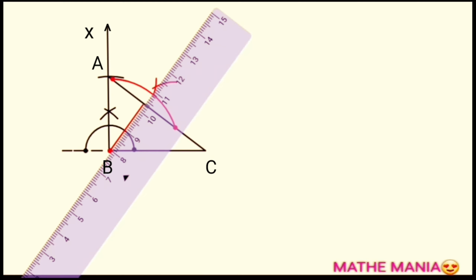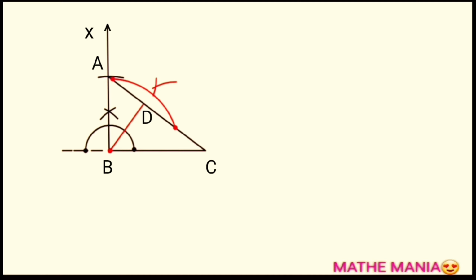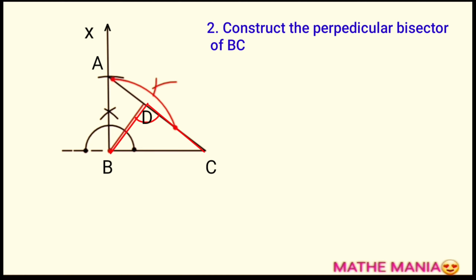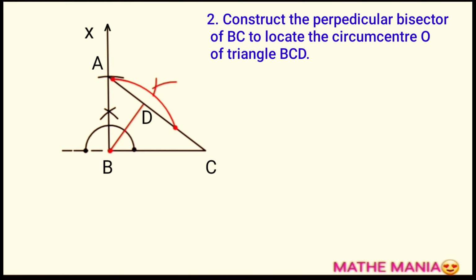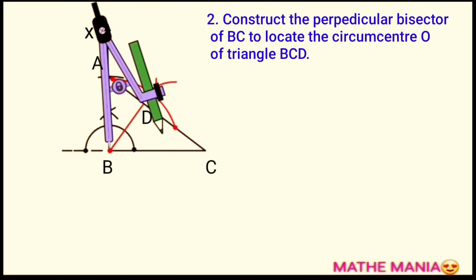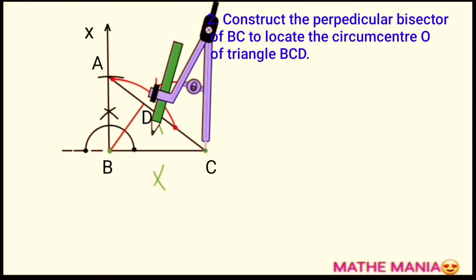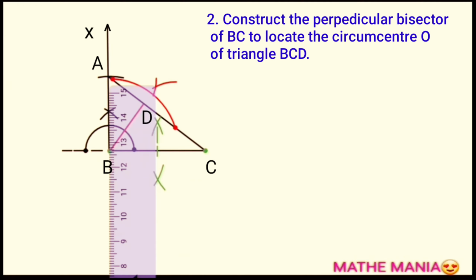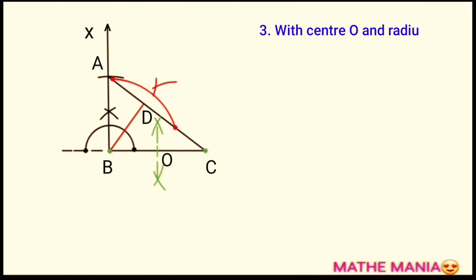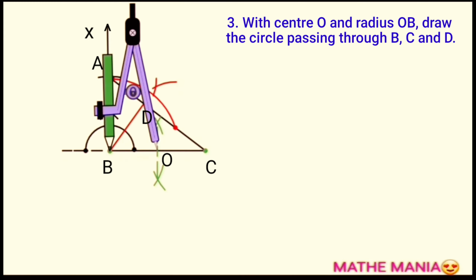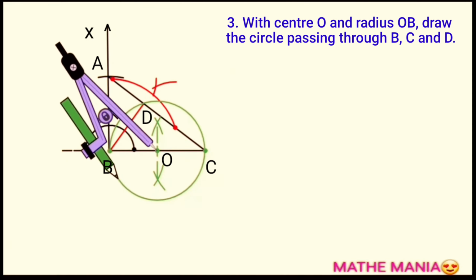In the second part of the answer, we have to draw a circle passing through B, C and D. Normally we find out the circumcenter of a triangle by drawing 2 perpendicular bisectors. But here BDC is a right triangle, and in a right triangle the circumcenter lies at the midpoint of the hypotenuse. So we will draw the perpendicular bisector of BC to locate the center of the circle. So O is the circumcenter. Now with center O and radius OB or OC, we'll draw a circle passing through B, C and D.